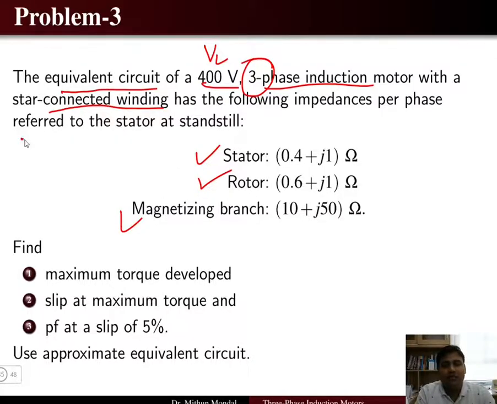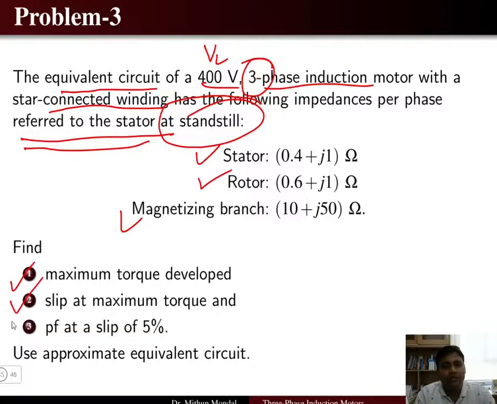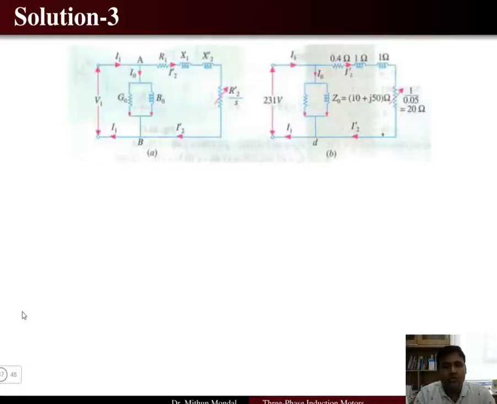So it is referred to the stator at standstill condition, when the rotor is not rotating. Find the maximum torque, slip at maximum torque, and power factor at a slip of 5%. The slip considered is 5%, and you have to use the approximate equivalent circuit of the induction motor. So these are the three parameters that we have to determine. Let us see the solution.